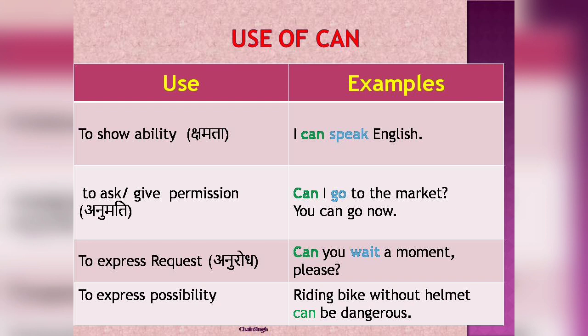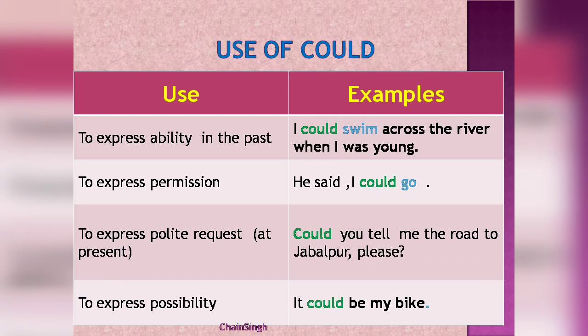First, to show ability. Example, I can speak English. Second, to ask or give permission. Example, can I go to the market? You can go now. Third, to express request. Example, can you wait a moment please? Fourth, to express possibility. Example, riding bikes without helmet can be dangerous.